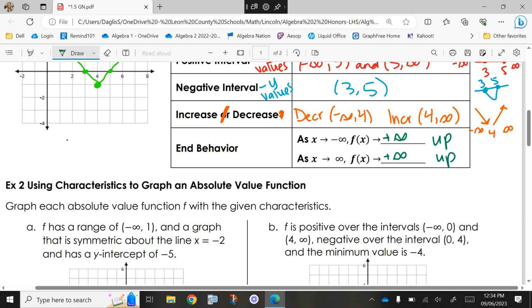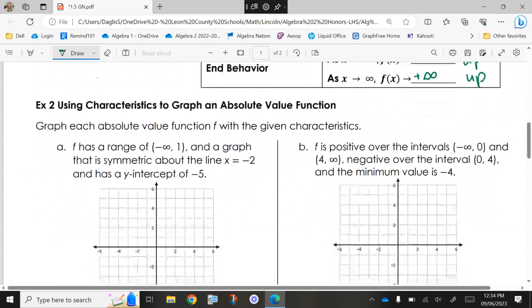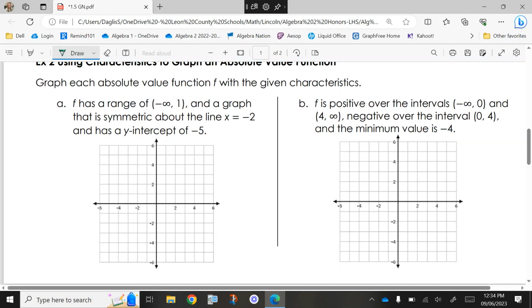We good? Okay. We're going to level up, because they're going to give me a characteristic about an absolute value graph, and then we have to graph it based off of what they tell me. So this absolute value has a range of negative infinity to 1 and a graph that is symmetric about the line x equals negative 2 and has a y-intercept of negative 5.